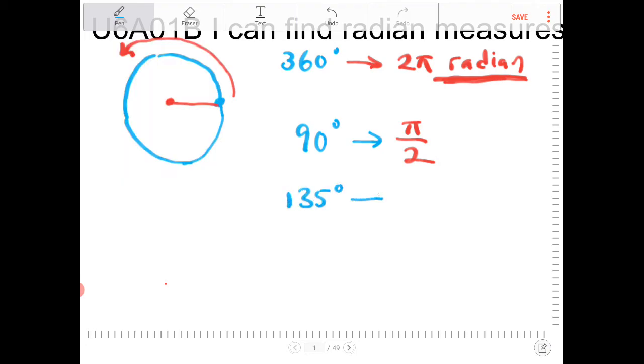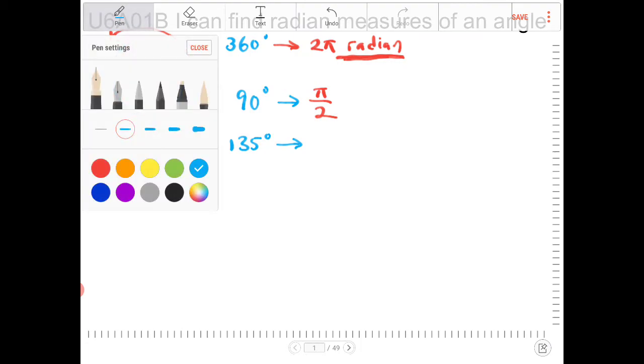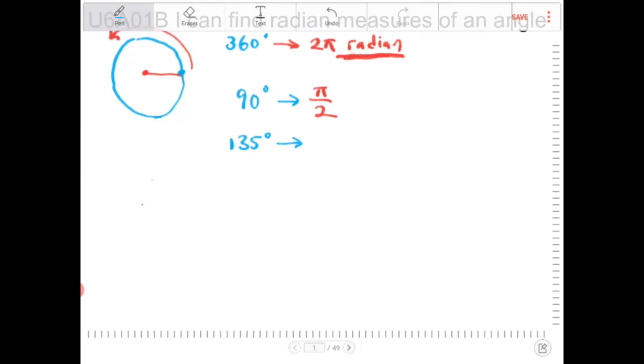Pause the video to see if we can figure this out. Hopefully you guys had some time to think about this. 135 degrees, when I try to convert this, I take 135 over 360, and I'm trying to figure out that angle measure, divided by 2 pi. To figure that out, I cross multiply. This turns out to be 3 pi over 4. So there you have it.